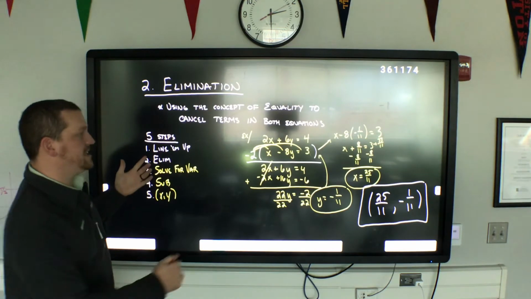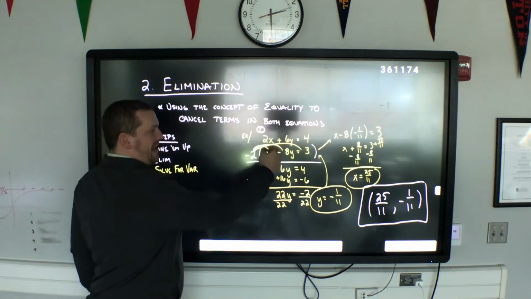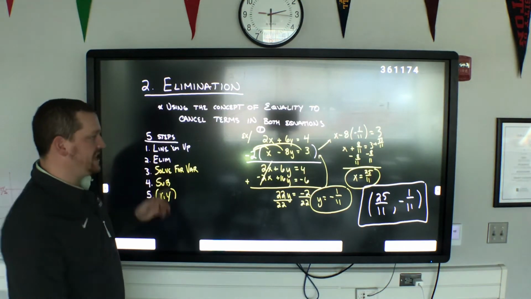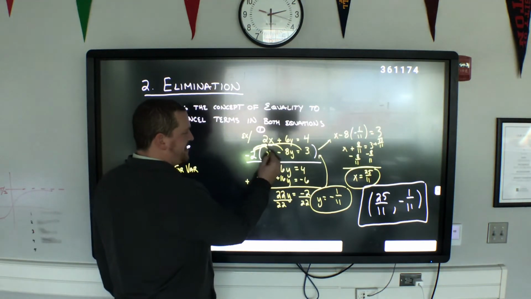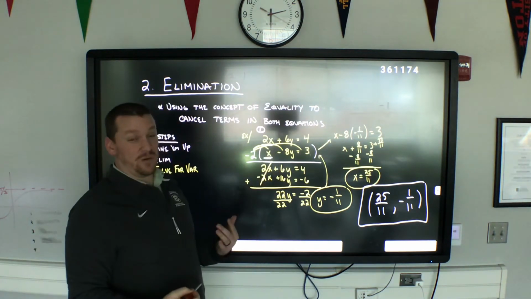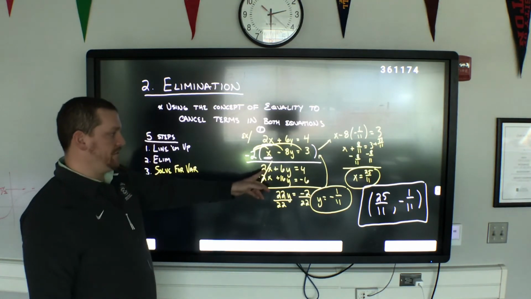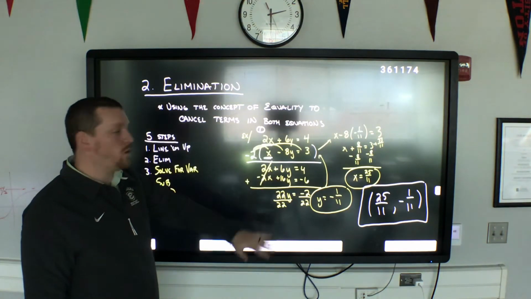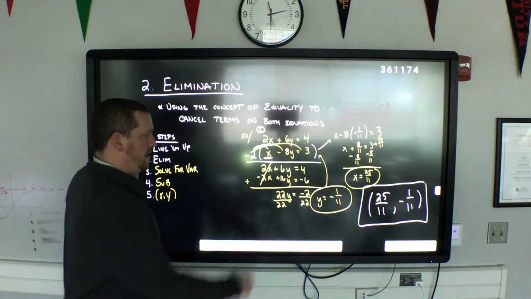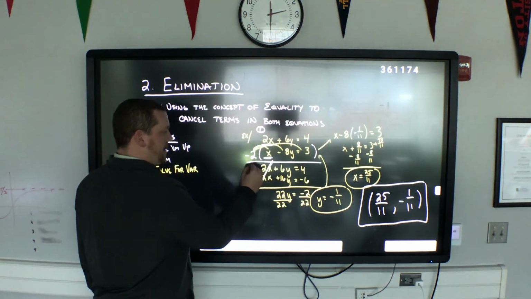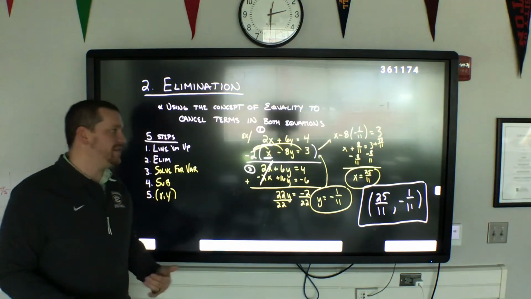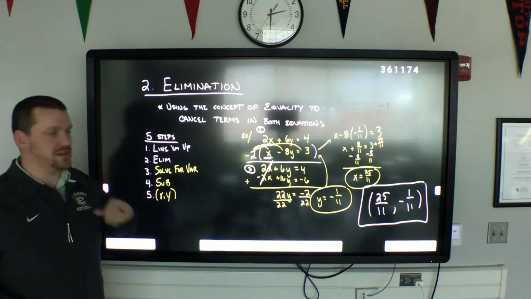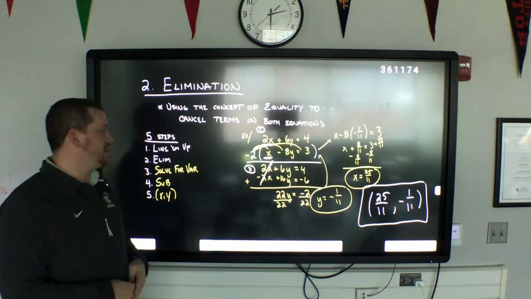But the 5 steps here: we line them up. We want our x's, y's, numbers, and equal signs to line up. The second step was to somehow get the x's or the y's to be opposites of one another. So we have 2x and we have negative 2x. Those are opposites, so that when we add the equations together, the x's cancel. So our second step was to get x's or y's so that they cancel for one another. And we use different multiples to be able to do that. Sometimes it's nice and it's already set up for you.